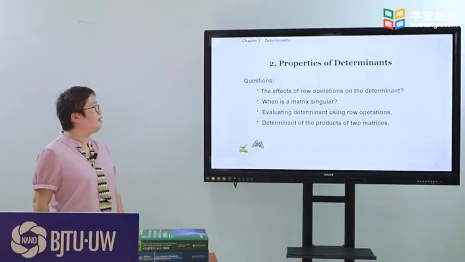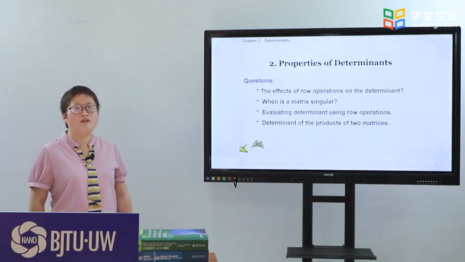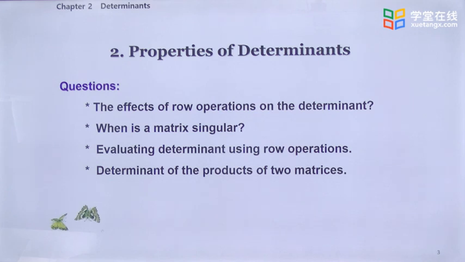Okay, so before we learn about the three types of row operations, which play an important role for solving linear systems, we will consider also what the effect of those row operations will be on the determinant. And the second question is, when is a matrix singular? Right. The third question is how to evaluate the determinant using row operations.